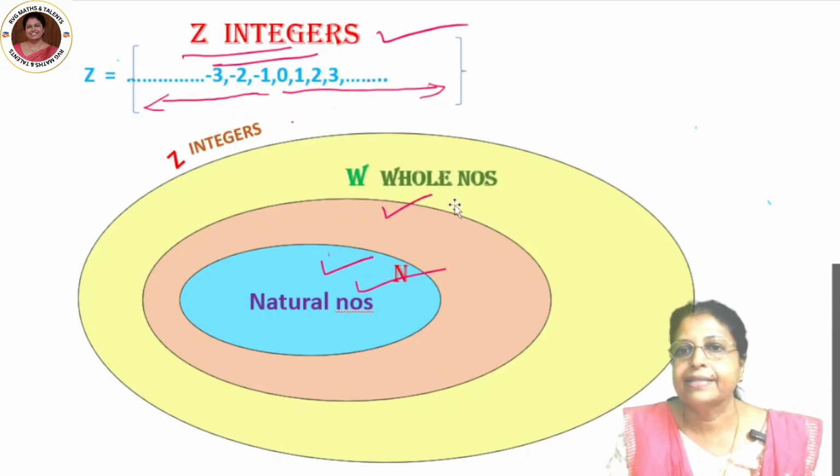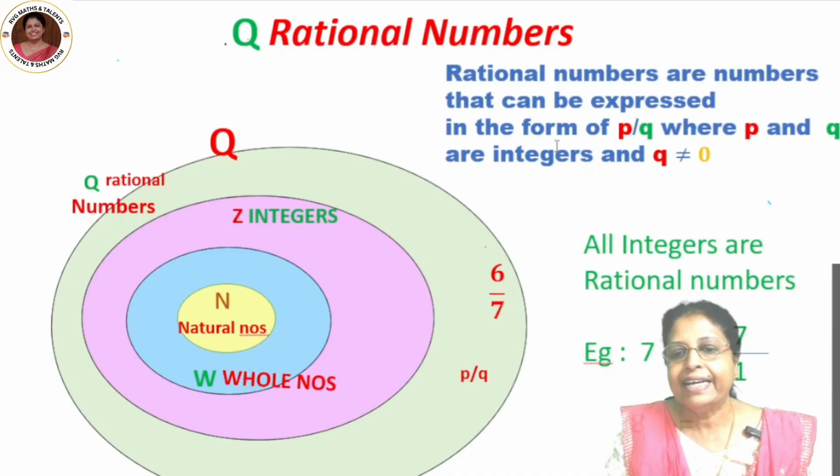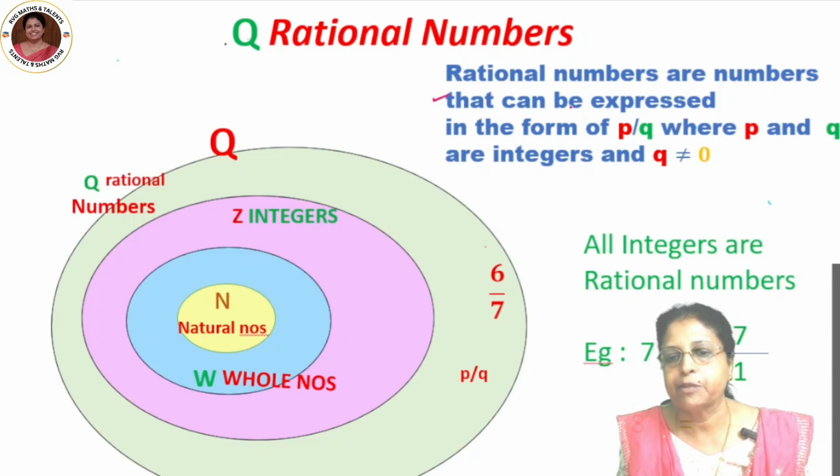Again, it is expanded, and we got rational numbers. What do you mean by rational numbers? See, rational numbers are numbers that can be expressed in the form p upon q, where some conditions are there: p and q are integers and q not equal to 0. Okay.